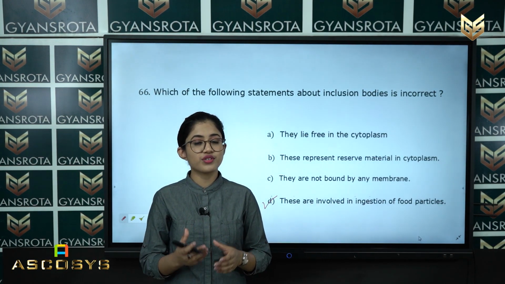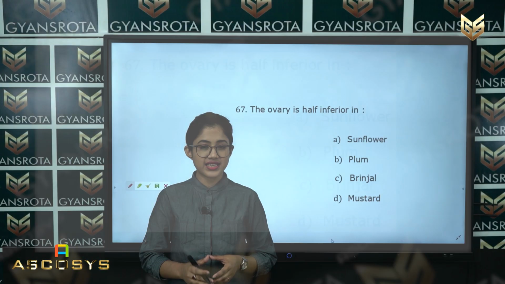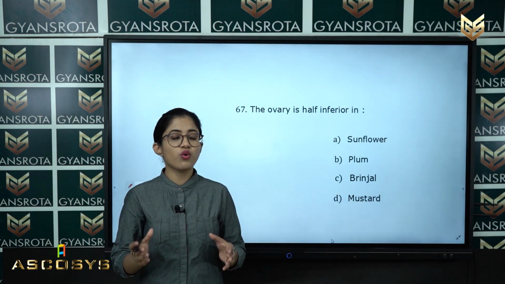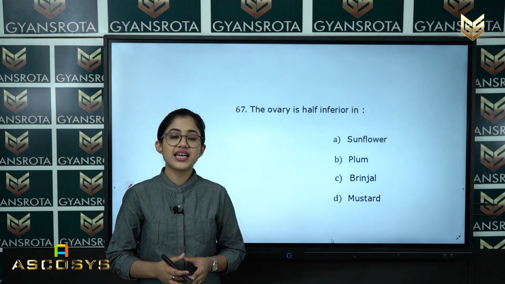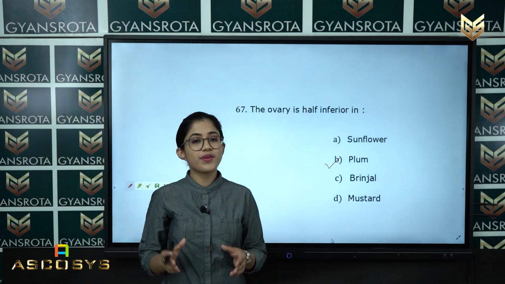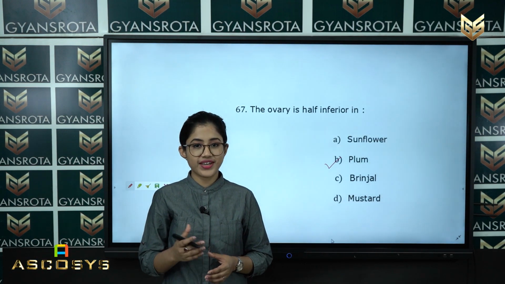Now, let us move on to the next question, that is question number 67. The ovary is half inferior in option number A, sunflower, option number B, plum, option number C, brinjal, and option number D, mustard. So, what is the correct answer? Which of the following is the example where the ovary is half inferior? That is plum, which is given in option number B. So, plum is one of the examples in which the ovary is half inferior.